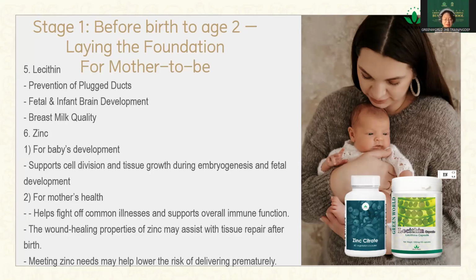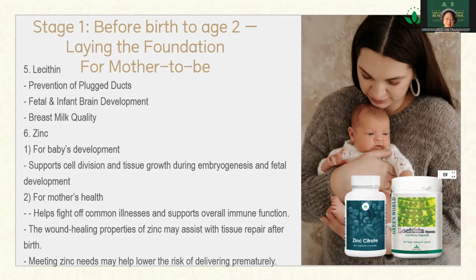Two, for fetal and infant brain development. Lecithin is the source of choline, critical for baby's neurodevelopment. Choline needs are very high during pregnancy or lactation, and it supports memory and cognitive development. Number three, breast milk quality. Lecithin preserves fat content if feeding pumped milk via tube. It prevents fat loss in pump tubing, ensuring the baby receives more calories.